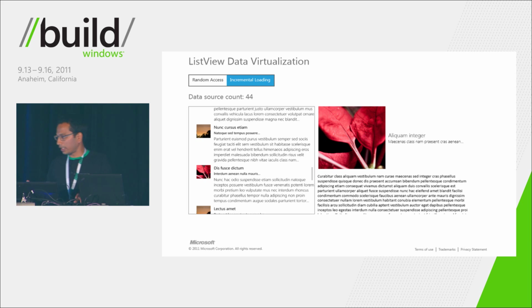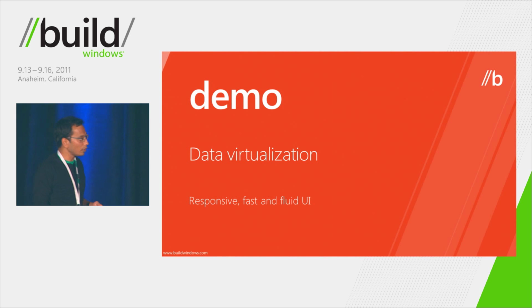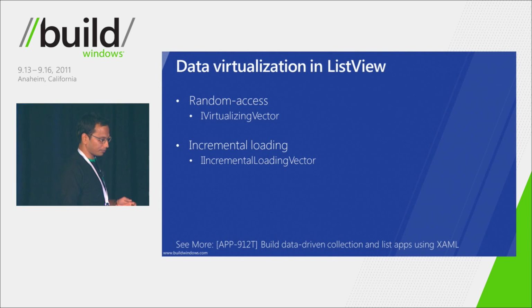Let's go back to our slides and take a quick look at some of the APIs around data virtualization. First of all, for the random access or the classic data virtualization, the thing that the data source needs to implement is a new interface in XAML called IVirtualizingVector. And that's it. On the list view side, on the control side, there's nothing new that needs to happen. For incremental loading, there's another interface called IIncrementalLoadingVector that the data source has to implement.